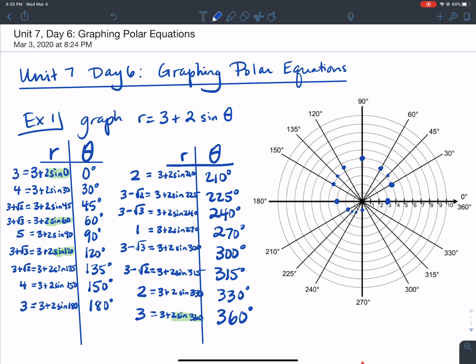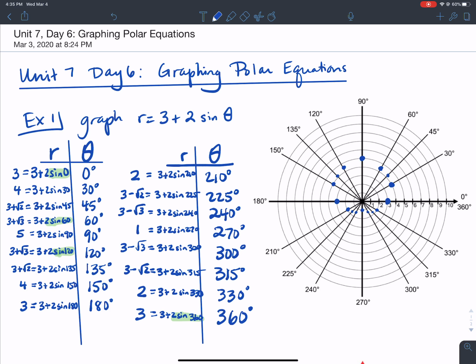And then at 300, 315, 330, and 360, you're repeating the pattern. So again, you should see some symmetry here and kind of do the same thing on the other side until you get back to the beginning.